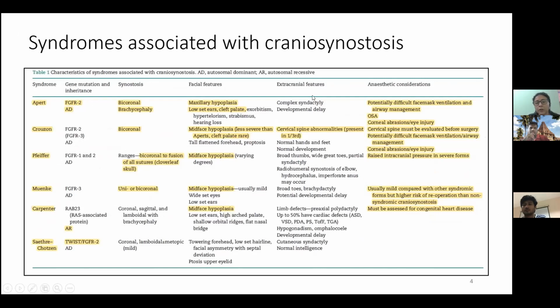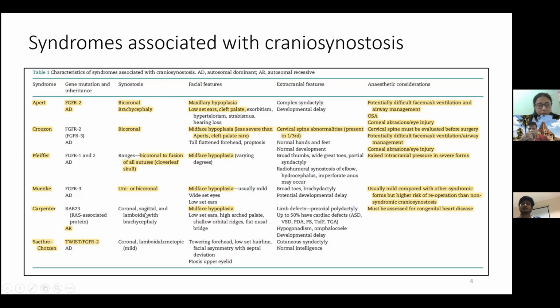Another thing, this complex syndactyly that is associated with Apert syndrome can even be diagnosed antenatally. Coming to Carpenter syndrome, this is one of the syndromes associated with craniosynostosis which has an autosomal recessive inheritance, unlike most other syndromes which have autosomal dominant inheritance.